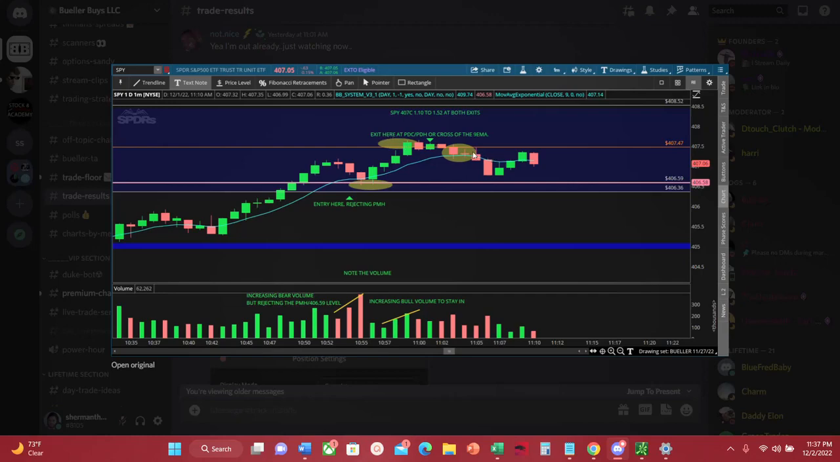Also, if you wanted to stay in, you could wait till the cross of the 9 EMA, which I checked, it was still like 152 around that point. So this is also the 1 minute. So these are happening. These are quick candles.